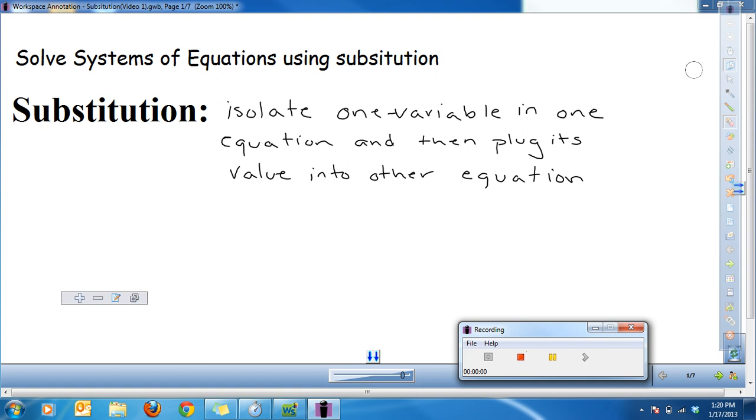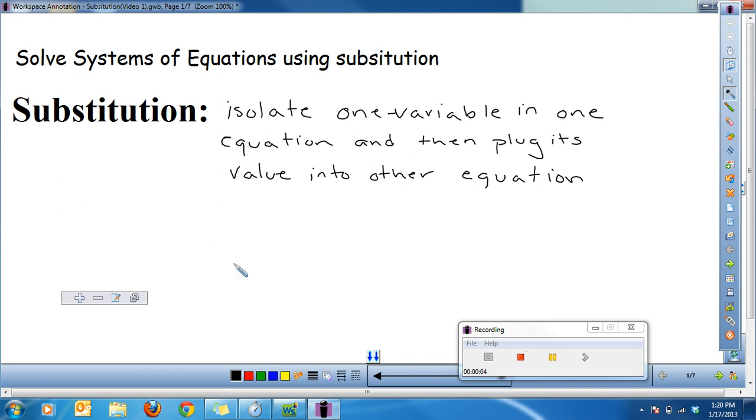Alright, today we're going to be talking about how to solve systems of equations using substitution. We've already learned one method for solving a system, and that's graphing. We graph the two lines and we see where they intersect, and that's our solution. Today we're going to talk about substitution, and substitution is a way of using algebra to find your solution. So we don't need a graph, we can just use algebra.